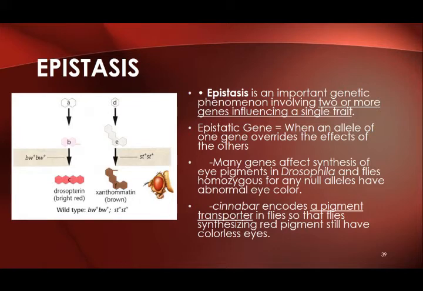Okay, so as you can see here, to make the normal color of the fly, you actually need two genes to be turned on, right? You have the gene for drosopterin and the gene for xanthommatin. But both of these genes depend on a pigment transporter. That means that without the pigment transporter, both colors will not be created.